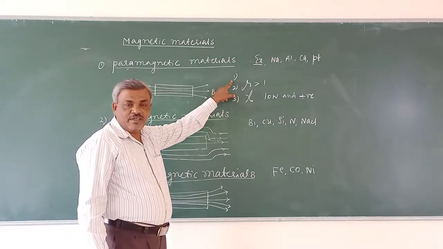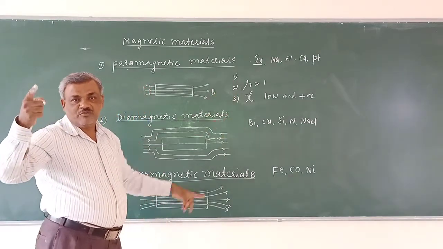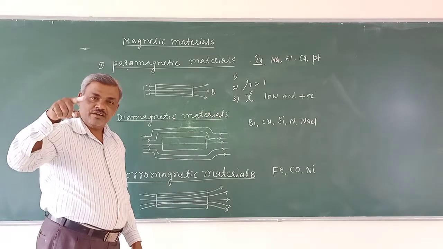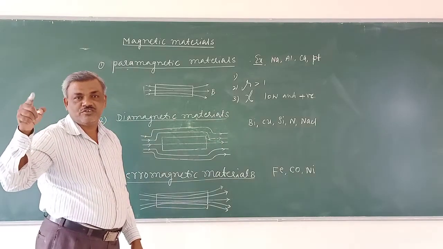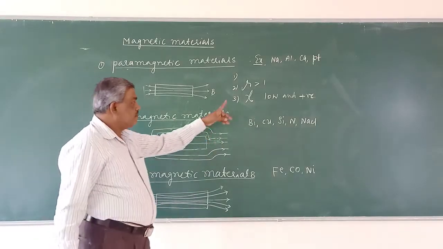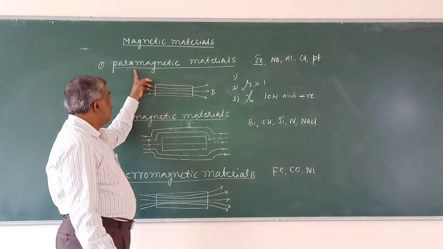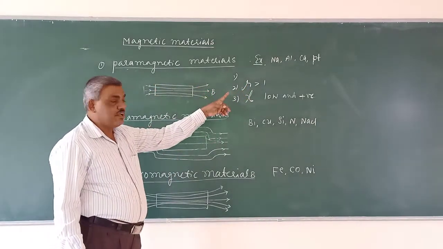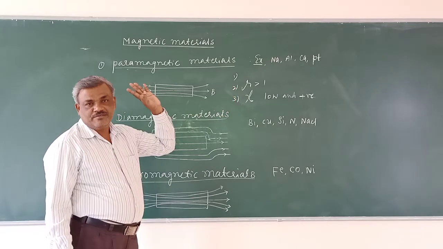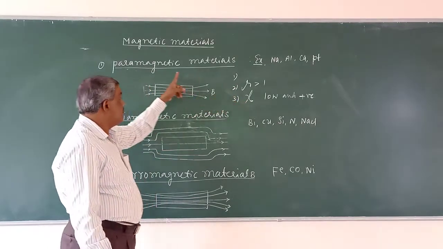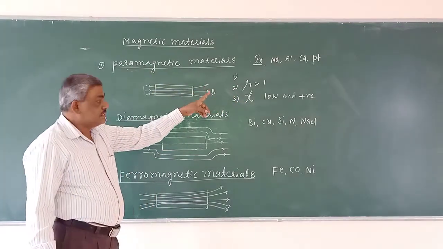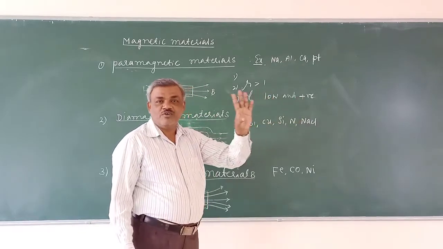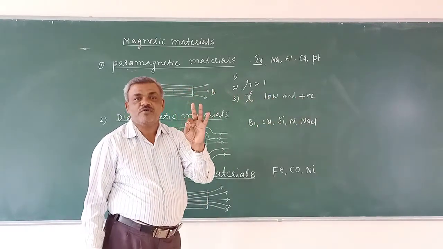The first property: paramagnetic materials are weakly attracted by the magnet. They move from the weaker region to the stronger region. Second point: permeability of a paramagnetic material is slightly greater than 1. Susceptibility of a paramagnetic material is low and positive. It's very important, low and positive.